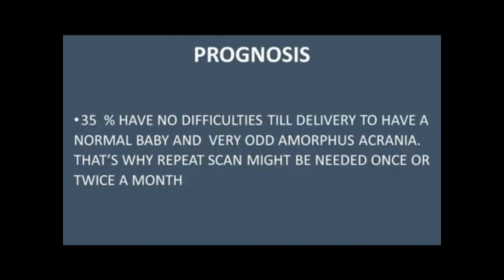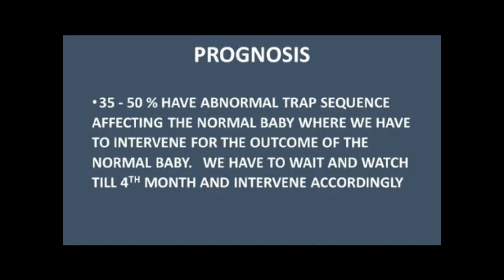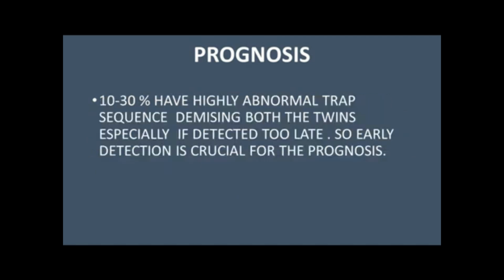Now we will go to the prognosis. 35% have no difficulties till delivery, with a normal baby and a very odd amorphous acardiac twin. That's why a repeat scan might be needed once or twice a month for that. 35 to 50% have abnormal TRAP sequence affecting the normal baby, where we have to intervene for the outcome of the normal baby. We have to wait and watch till the 4th month and intervene accordingly. 10 to 30% have highly abnormal TRAP sequence demising both the twins, especially if detected too late. So early detection is crucial for the prognosis.